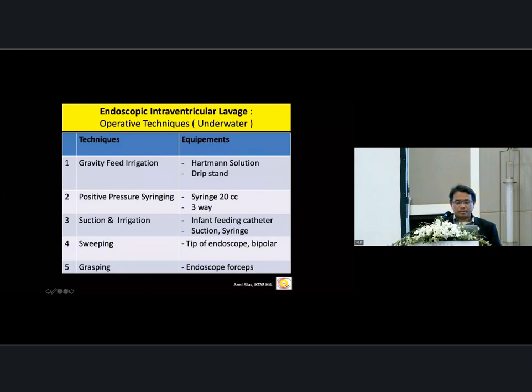This is an underwater technique, so we use gravity-fed irrigation. We use Hartmann solution warmed to body temperature, and we hang it on the drip stand. We also use a 3-way connected to a 20 cc syringe, and then we can give a positive push. When I ask the assistant to push, they will give some push so that I can see what is going on in front of my scope. So I use a suction irrigation technique, sweeping, and grasping. I will show you shortly.